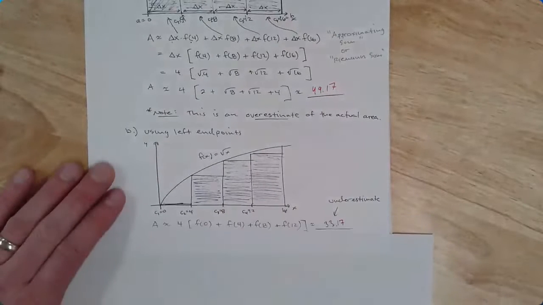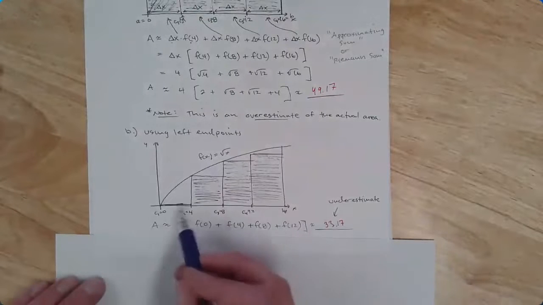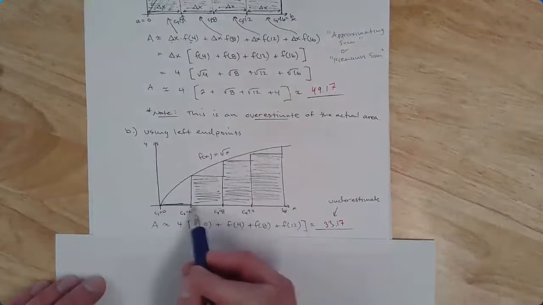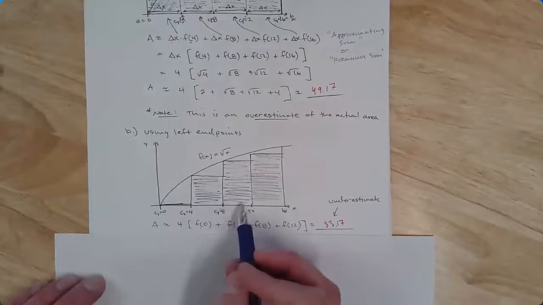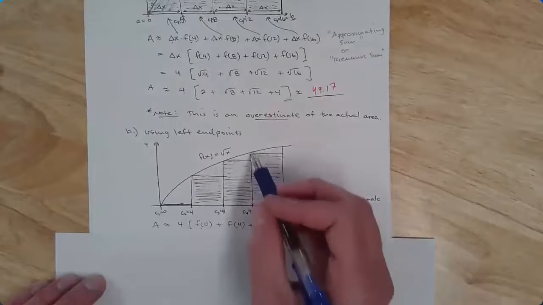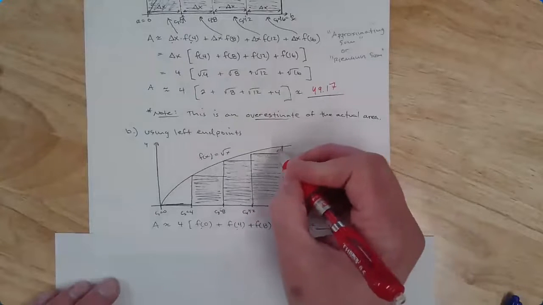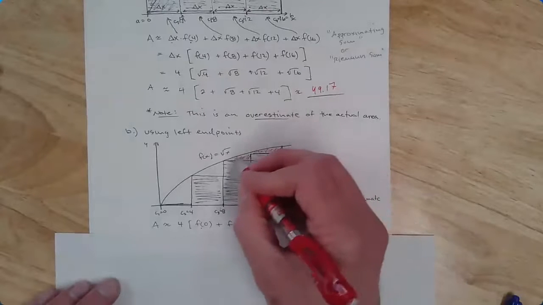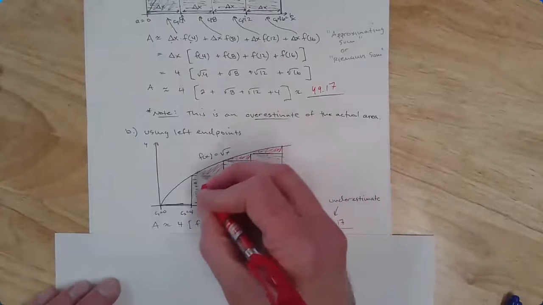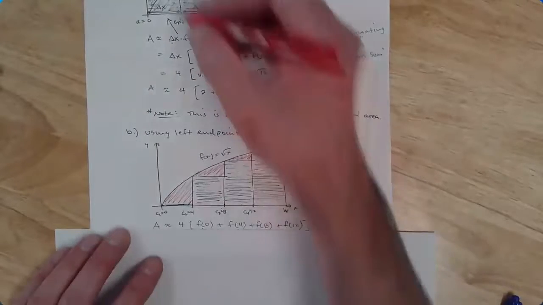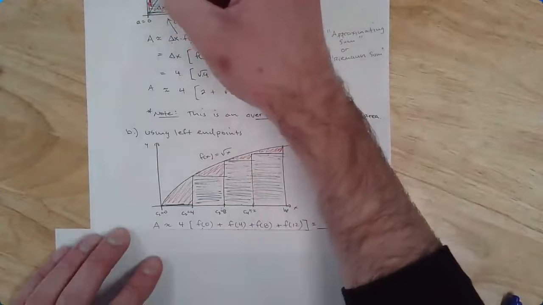So when I do this, my area is approximately 4 times f of 0, plus 4 times f of 4, 4 times f of 8, 4 times f of 12. And you add those together, you get about 33.17. I think we can all see it's definitely an underestimate. I'm missing all of these little areas right here. So I'm an underestimate by probably quite a bit. Here I'm an overestimate by these amounts here.